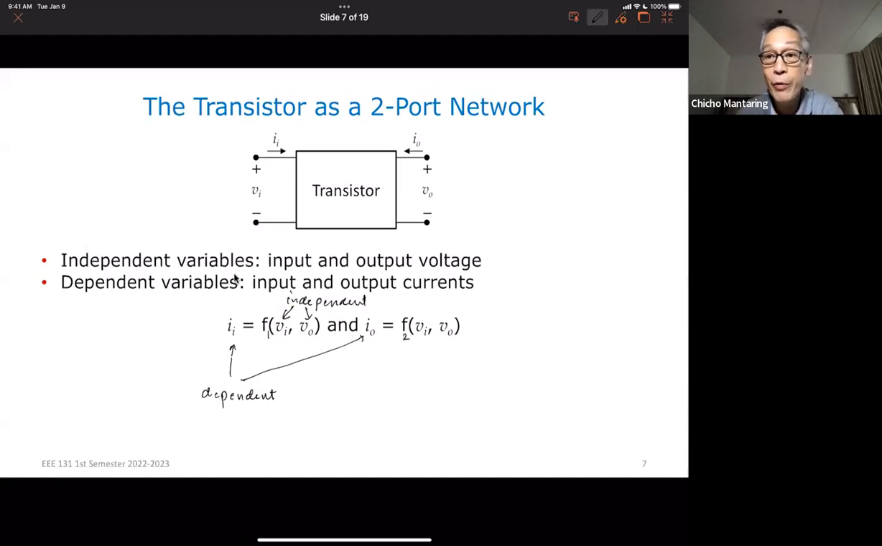Okay, again, I said, no, we're applying a unilateral model, and we said in a unilateral model, the output does not affect the input. So actually, ito, mawawala yan. In other words, my I's of I will only be a function of my V's of I. On the other hand, my I's of O will be a function of both V's of I and V's of O. So that is how we're going to treat our transistor as a two-port network. Again, remember, we're talking about just the transistor. We're not talking about anything connected to the transistor.